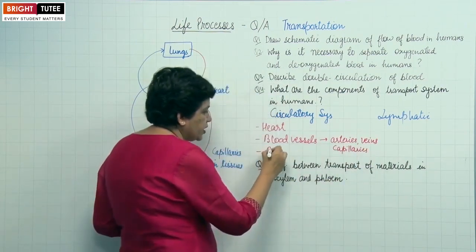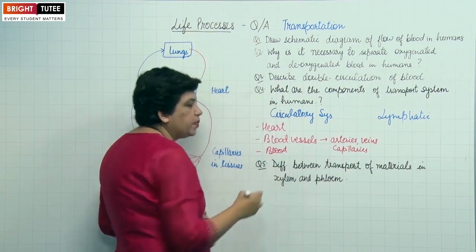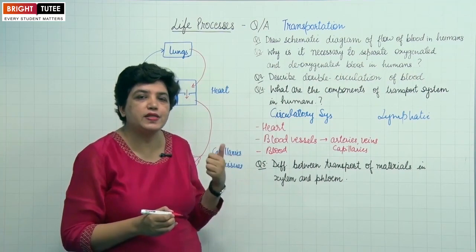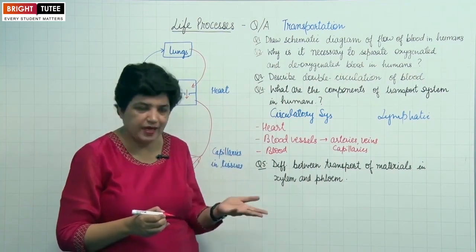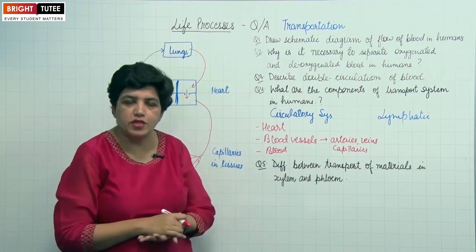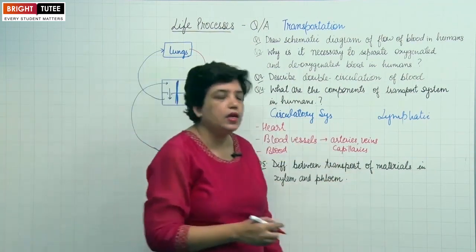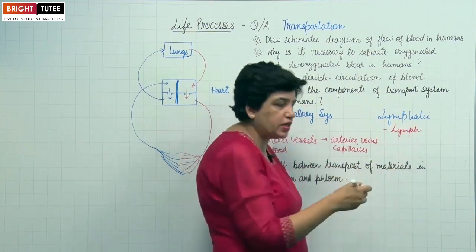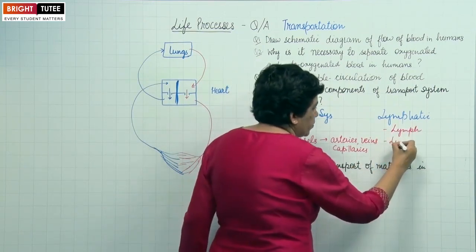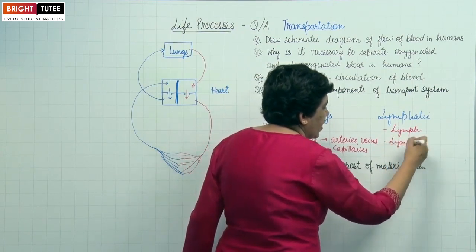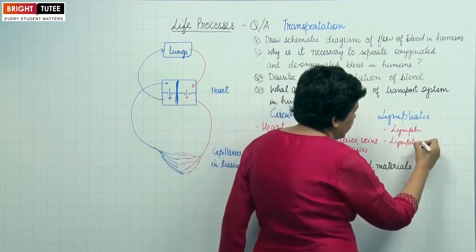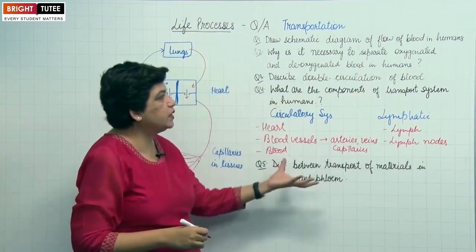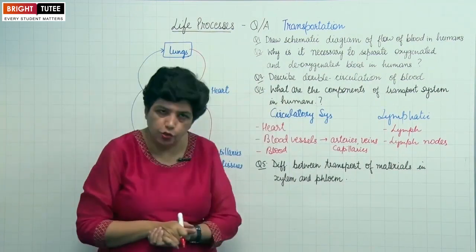And the third component is the blood itself. The liquid part of the blood is plasma. Then there are cells: RBCs, WBCs and platelets. So all these are the components of the circulatory system. On the other hand, in the lymphatic system, there is the lymph, which is the liquid which flows in the lymphatic organs, and then there are lymph nodes, right? So these are the components of transport system in humans.